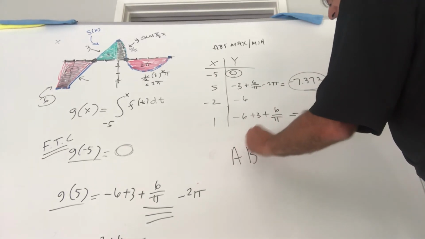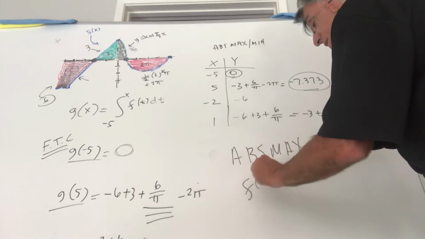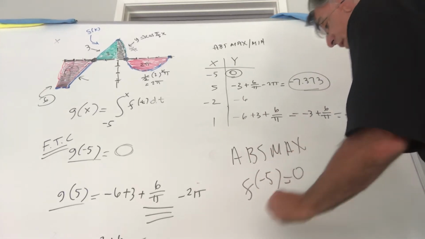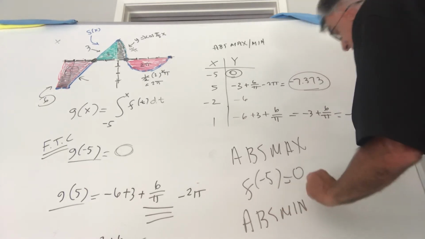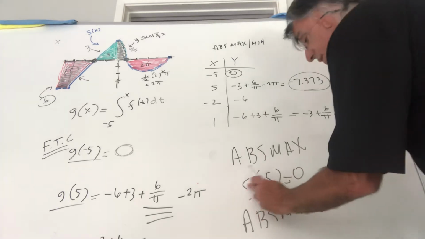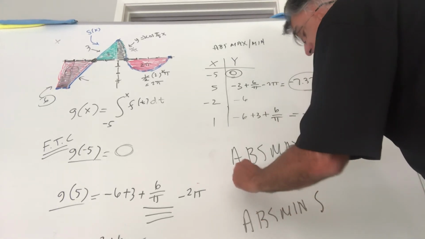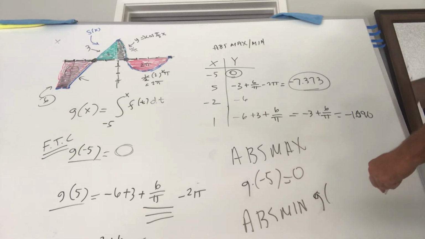So the absolute max is 0. The absolute min is, this is a g, sorry, this is a g, turns out to be at the endpoints.